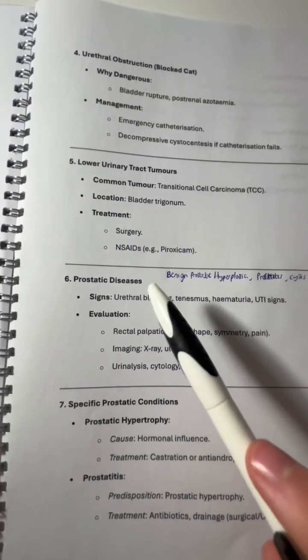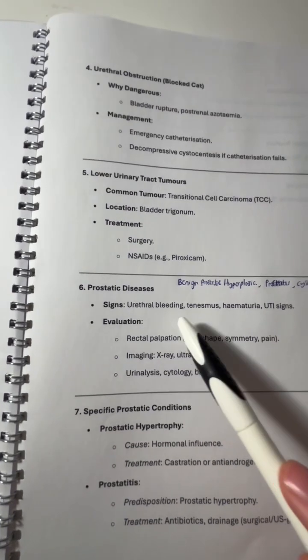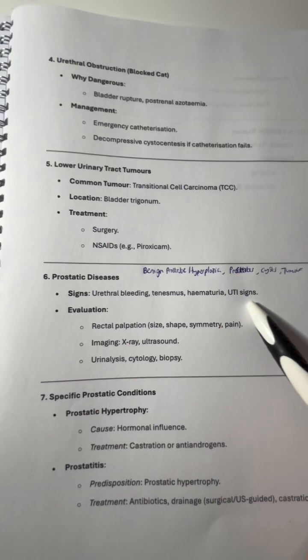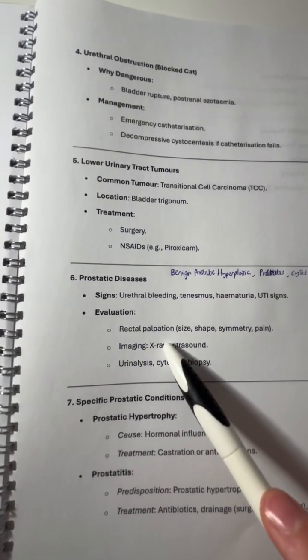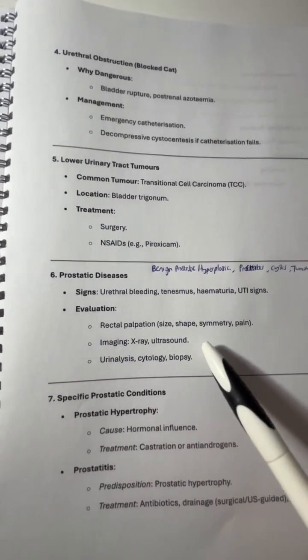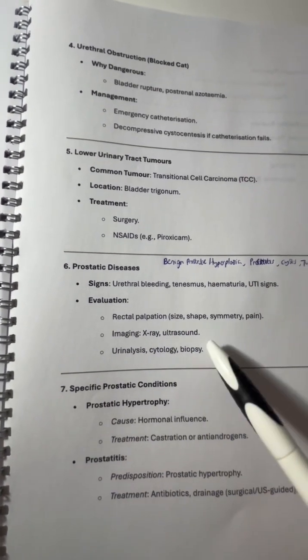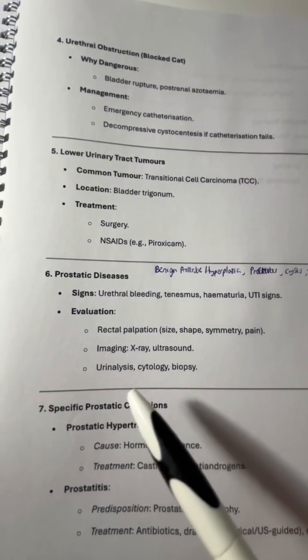For prostate diseases, the signs are urethral bleeding, tenesmus, hematuria, and UTI signs. To diagnose it, you need to do a rectal palpation to see the shape, size, symmetry, and pain, and then you can do imaging such as X-ray and ultrasound, as well as urine analysis, cytology, and biopsy.